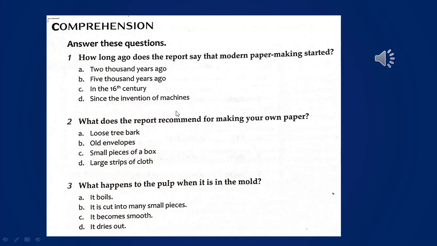And number three, what happened to the pulp when it is in the mold? Letter A, it boils. Letter B, it is cut into many small pieces. Letter C, it becomes smooth. Letter D, it dries out. Okay, so now take your time, everyone, to listen carefully. Let's go.